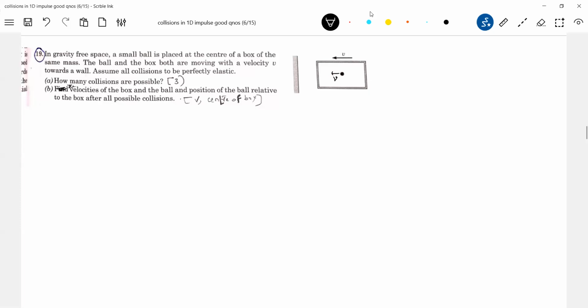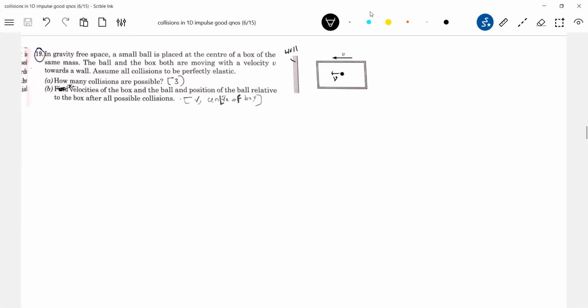Just some 3 questions I picked up from Pathfinder. Just diagram based. Again, nothing to do with that one. You know enough concept. Just diagram based here. First, there's a wall. Read the question. In a gravity-free space, a small ball is placed at the center of a box of the same mass. The ball and the box both are moving with a velocity v towards a wall. Assume all collisions to be perfectly elastic.